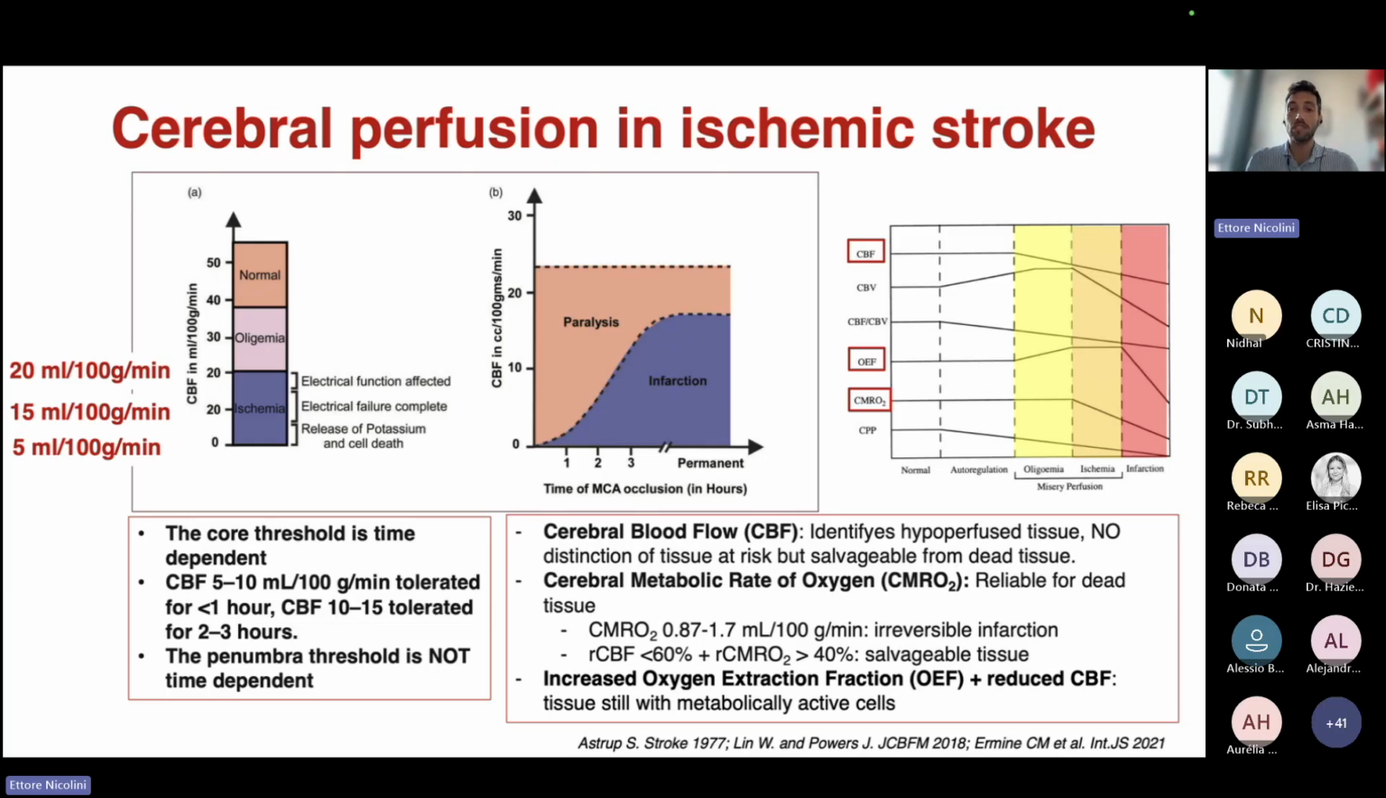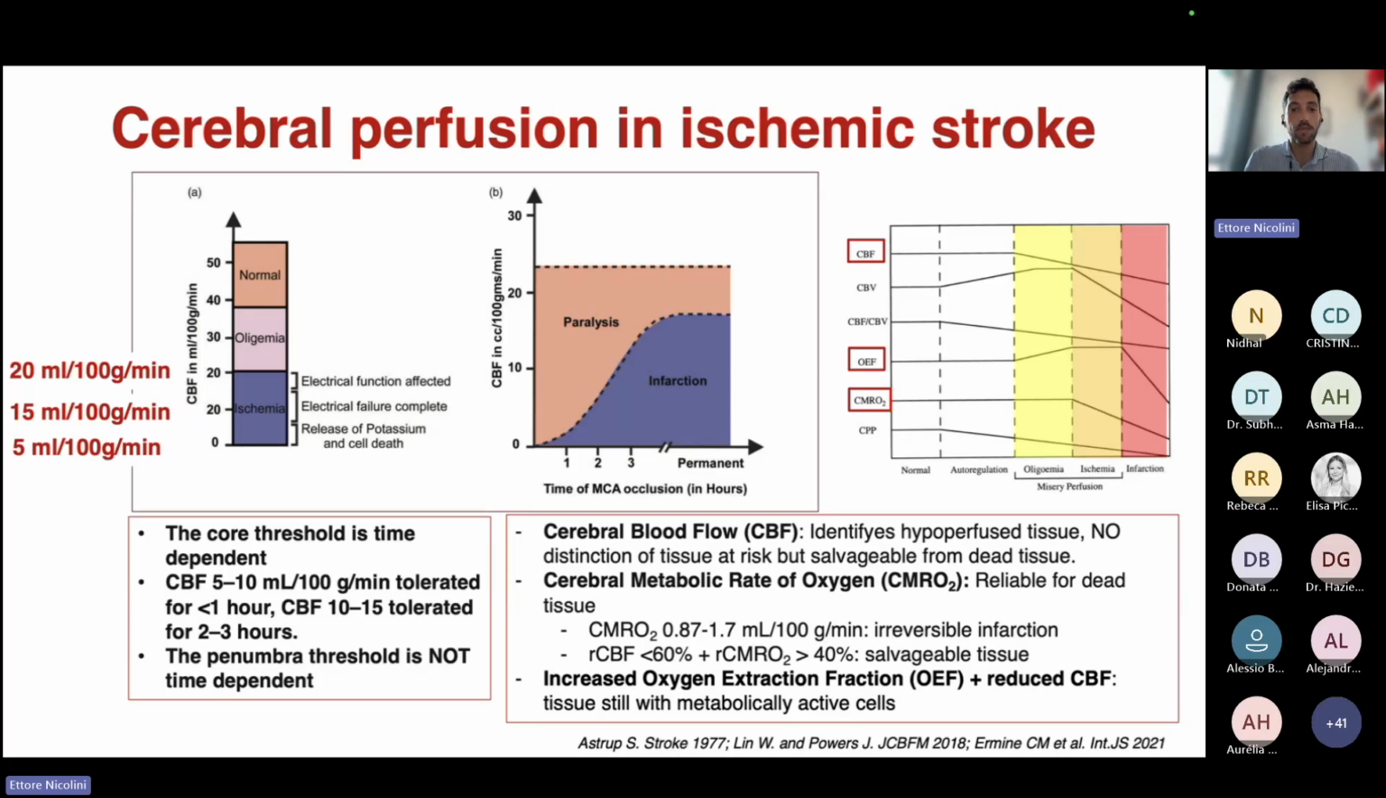At the same time, this is possible because in the first phase, so where we have still salvageable tissue, there is an increase of oxygen extraction fraction. So indeed, while the cerebral blood flow is reliable to identify a hypoperfused tissue, it is not good for the distinction of the tissue at risk but salvageable from the dead tissue, while CMRO₂ and OEF are definitely better.